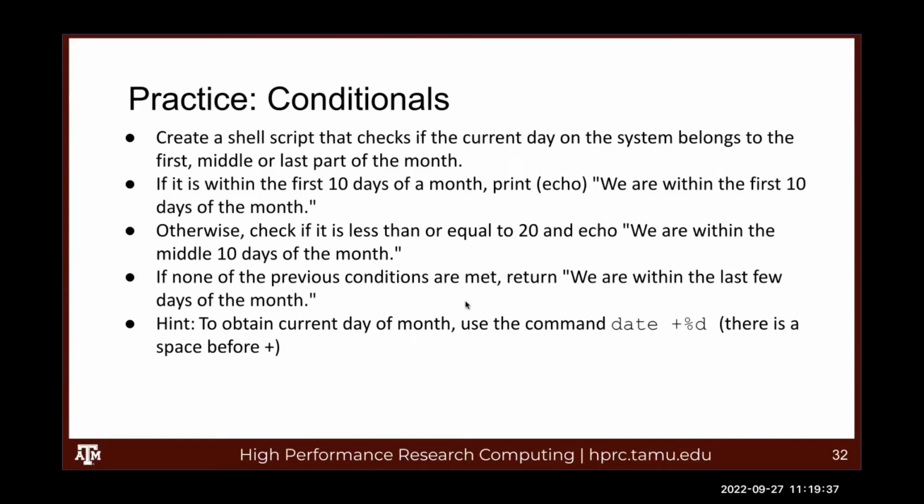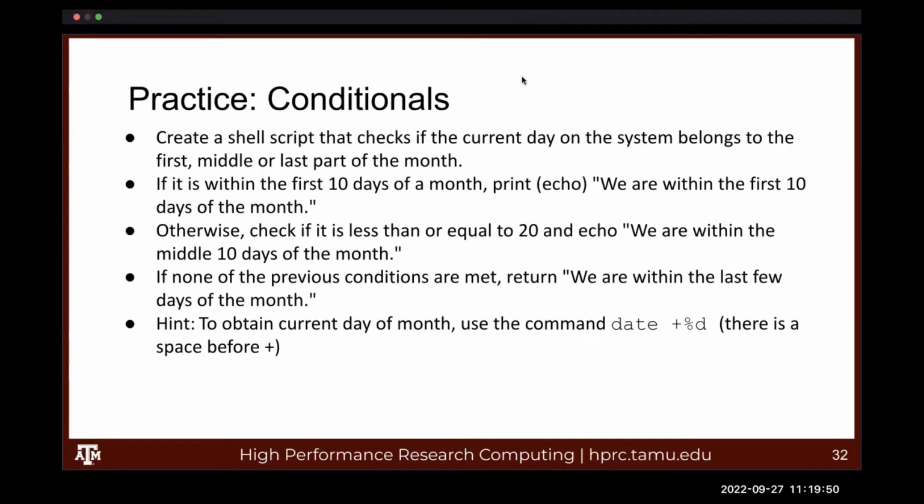The command to check the current day of the month is date plus percentage %d. Make sure you notice there's a space after the plus, and that will return the day of the month. So it should return 27 for today, and you could test that.